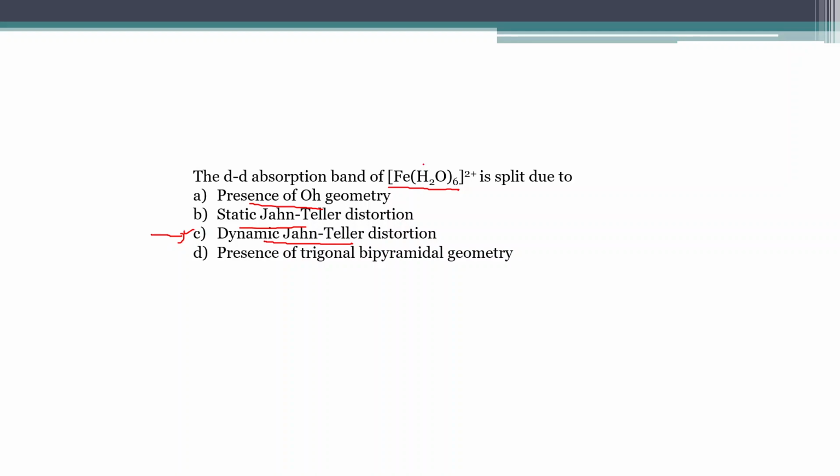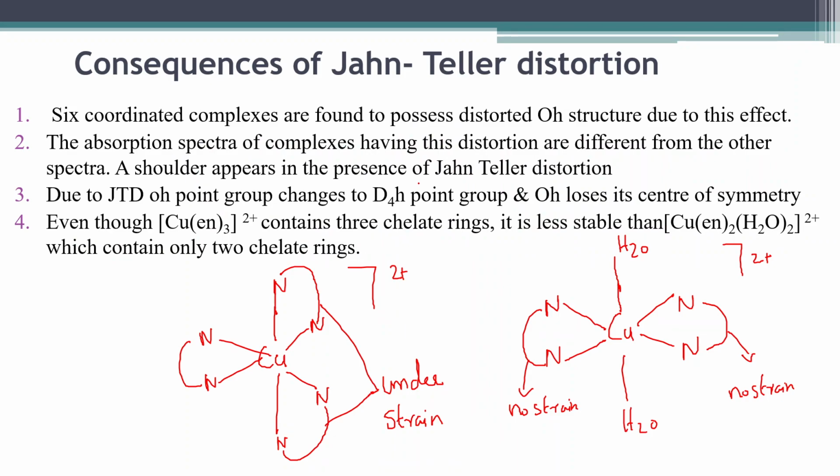Remember this complex, which is a classic example that we discussed for dynamic Jahn-Teller distortion. And these are some of the consequences relating to Jahn-Teller distortion. The first one is that six coordinated complexes are found to possess distorted octahedral structure due to this effect. As we have mentioned, the pure octahedral structure is changing to distorted octahedral structure. The second one is that the absorption spectra of the complexes having this distortion are different from other spectra. There is a shoulder which appears in the presence of Jahn-Teller distortion, so the absorption spectrum is changing.